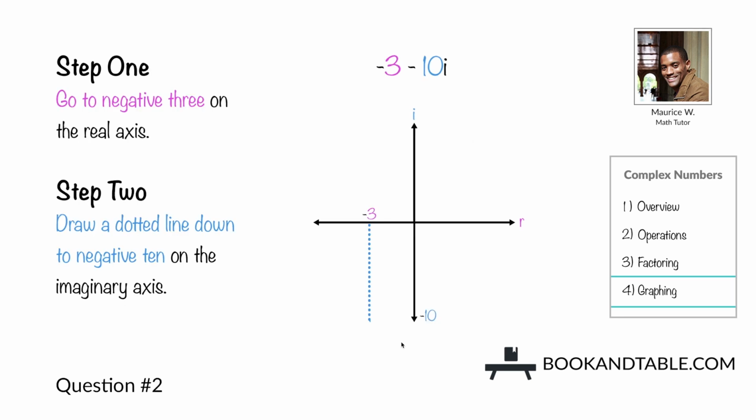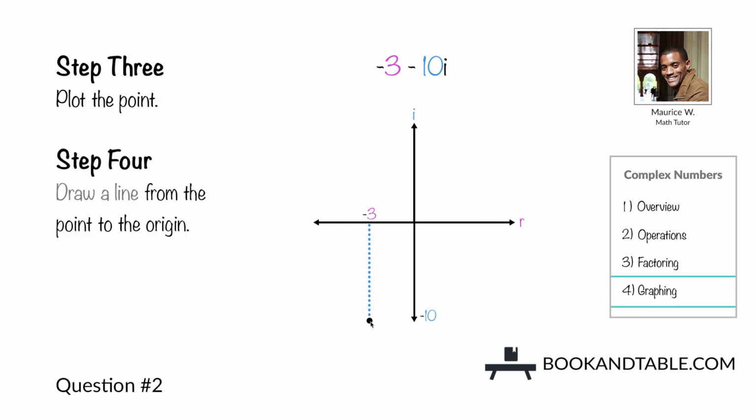Question number 2. You are asked to find the argument of negative 3 minus 10i. Step 1, go to negative 3 on the real axis. Step 2, draw a dotted line down to negative 10 on the imaginary axis, and then plot the point. The fourth step, you then draw a line from the point to the origin to create a right triangle.